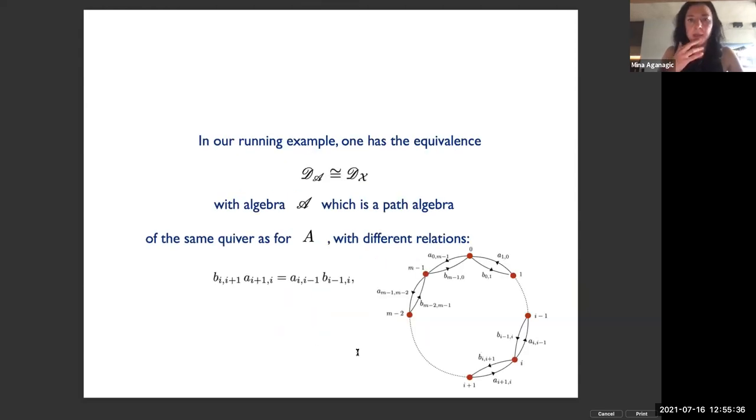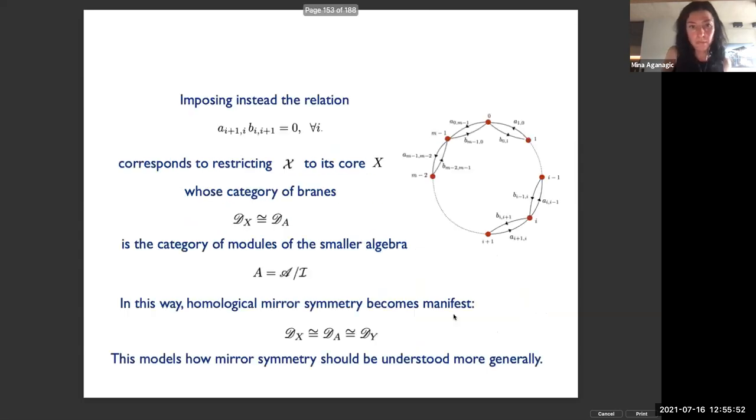Now, in our running example, one has the equivalence of the derived category of coherent sheaves on the resolution of the A minus one singularity with an algebra big A, which is a path algebra of the same quiver as for the small a, except with different relations. Imposing the relation that gives us a instead corresponds to restricting the big X to the small x, whose category of brains is the category of modules on the small algebra. So in this way, homological mirror symmetry becomes manifest. So this is how mirror symmetry should be understood more generally in this theory.